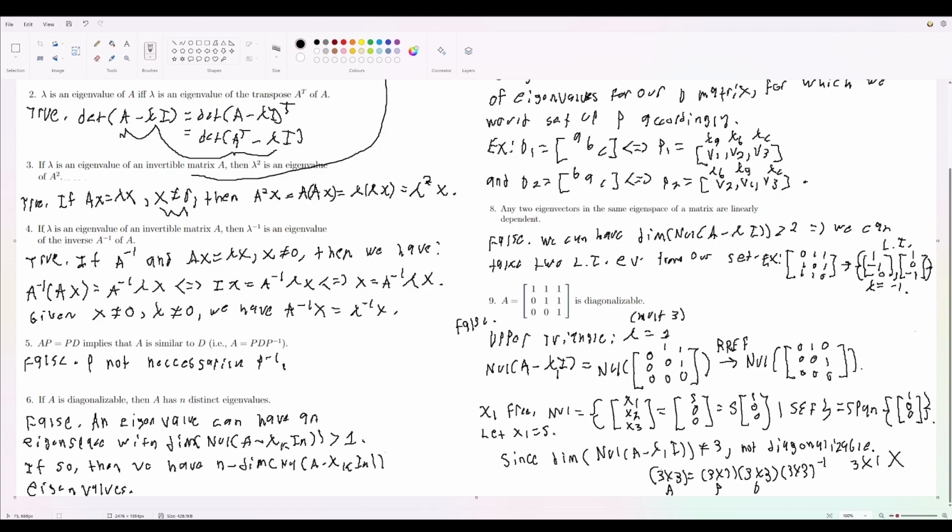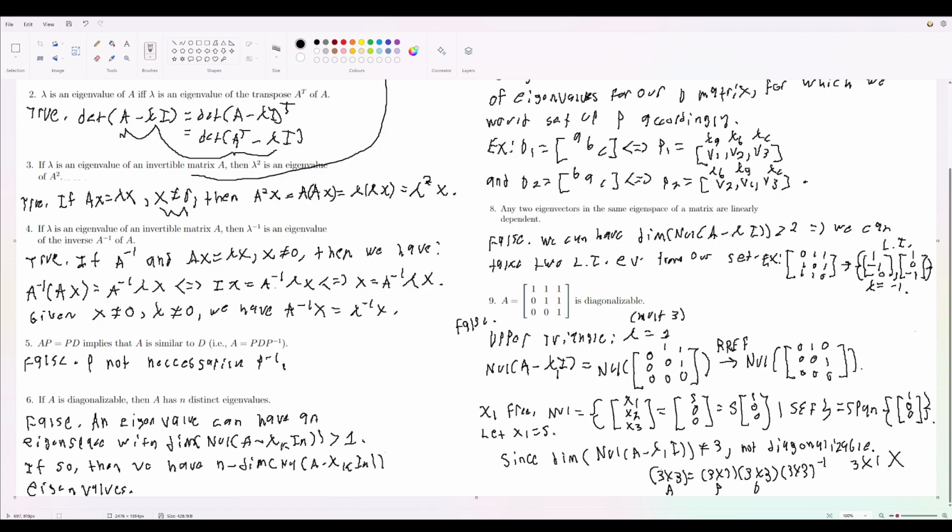If lambda is an eigenvalue of an invertible matrix A, then lambda inverse is an eigenvalue of the inverse of A. That's a lot of inverses. True. If A is invertible and Ax equals lambda x for x does not equal 0, we can multiply the left and right sides of our expression by A inverse. We maintain equivalence there. When we have A inverse times A, we just get the identity matrix, so we get that over here.